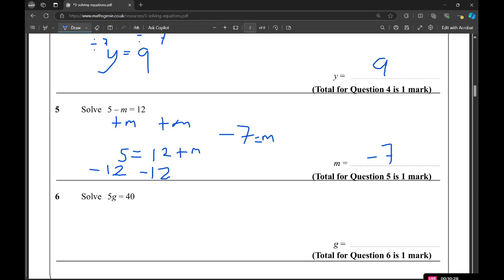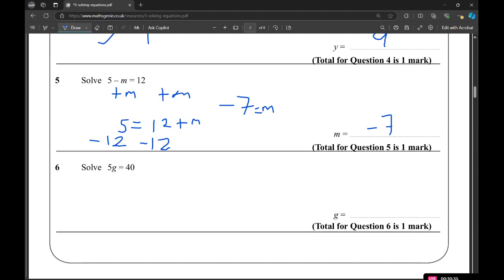We can try and do grade 5, obviously at some point. So the later questions will be grade 5. Okay, so question 6.